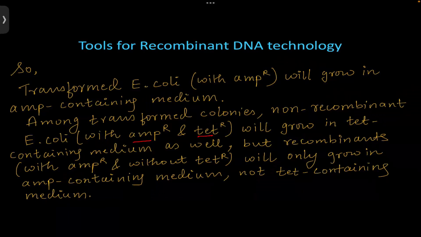Okay, but the recombinants with intact ampicillin resistance gene, but the tetracycline resistance gene inactivated, will only grow in ampicillin-containing medium, but will not grow in tetracycline containing medium. So up till now, I think it is clear how these two resistance genes are acting as selectable markers to select out first transformants from non-transformants, and then among transformants, the recombinants from non-recombinants.